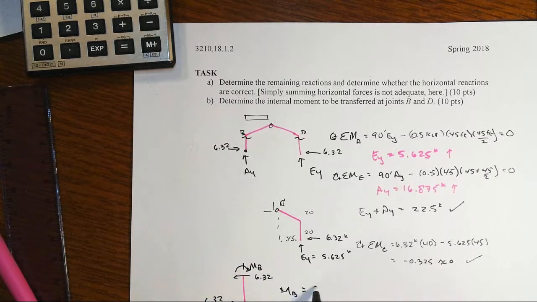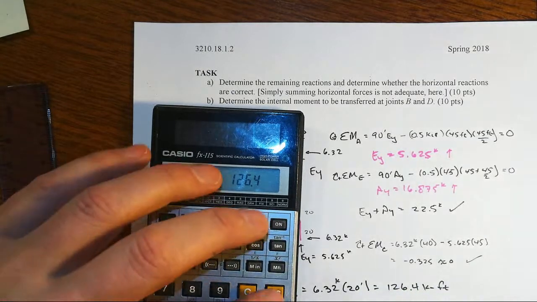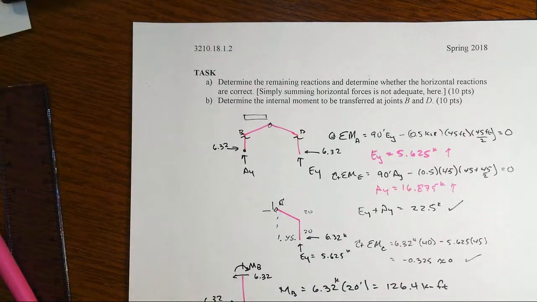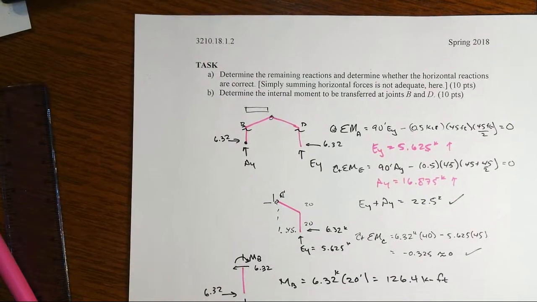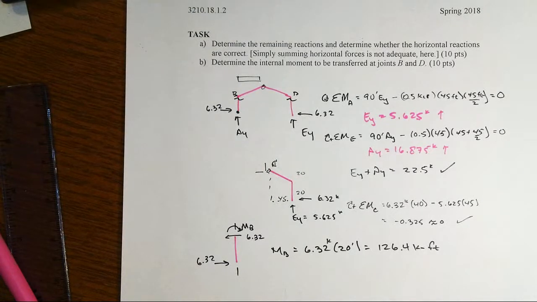That's just going to be equal to 6.32 times the height of 20 feet, and so 6.32 times 20 equals 126.4 kip-foot. And whether it's plus or minus just depends on your particular preference of signs in the coordinate system, and so it'll be the same for both columns because the columns are identically set up in that instance.